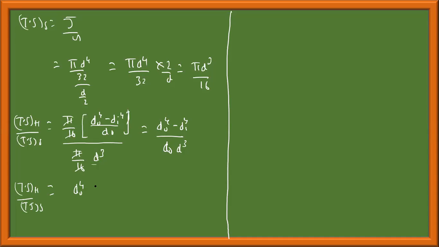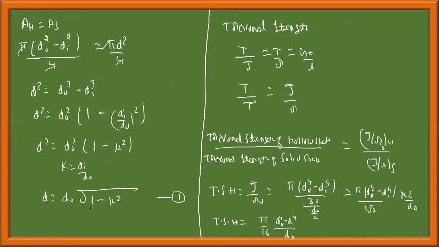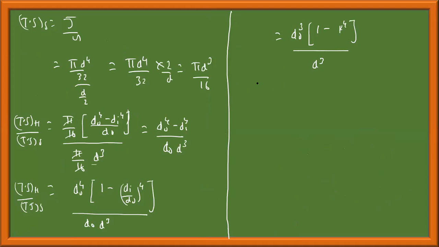I will take common d naught power 4 into (1 minus (di by d naught) raised to power 4) by d naught into d cube, which is equal to d naught cube into (1 minus k power 4) divided by d cube. What did we get for d cube? It was d equal to d naught root 1 minus k square, from the equal weight condition.